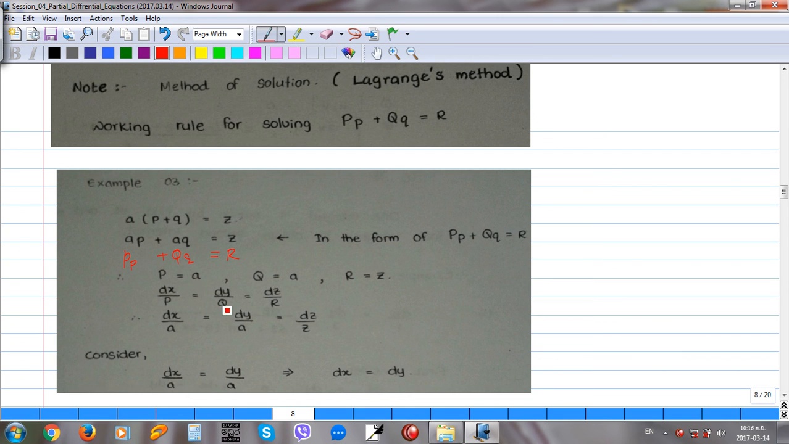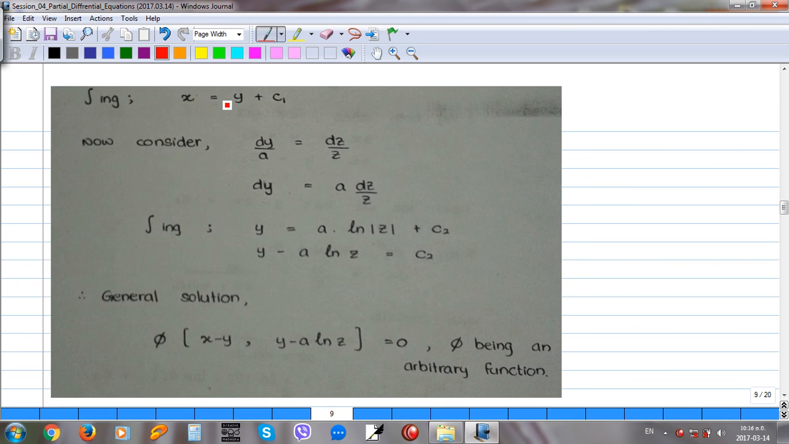Now p equals a, q equals a, and r equals z. Now you can consider pairwise. Here dx over a equals dy, then you can cancel a, then you can integrate, then x equals y plus c1, where c1 is an arbitrary constant.